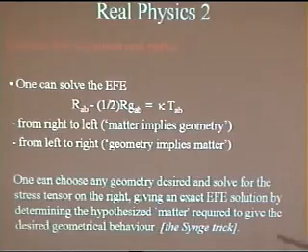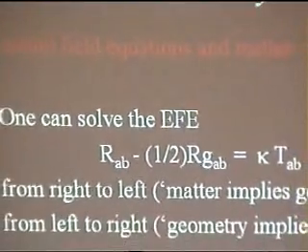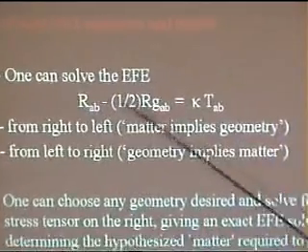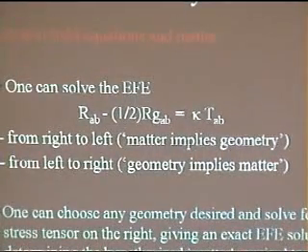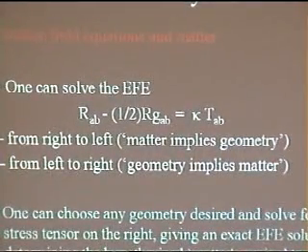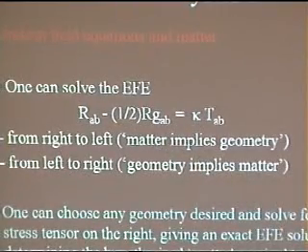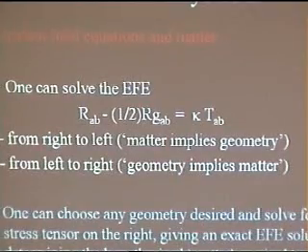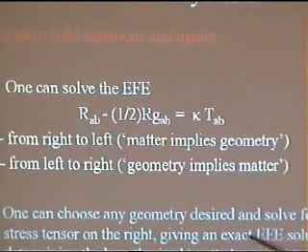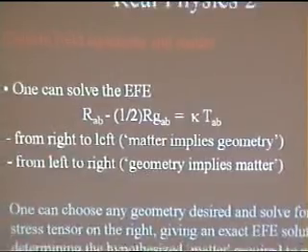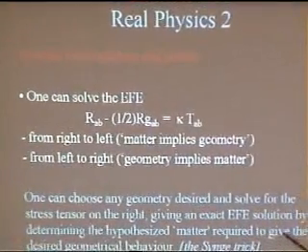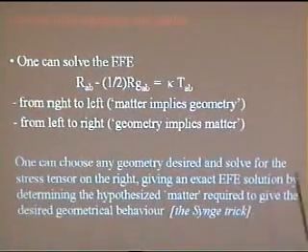And in fact, there's an interesting thing about that. For the Einstein equations, it's been known for a long time you can solve them from right to left, which is the standard way. Matter implies geometry. But you can equally solve them from left to right, which is geometry implies matter. What you can do, actually, you can choose any geometry you like and put it in on the left-hand side and solve these equations algebraically for the stress tensor on the right. And you get an exact solution of the Einstein field equations by determining the hypothesized matter required to give the desired geometrical behavior.